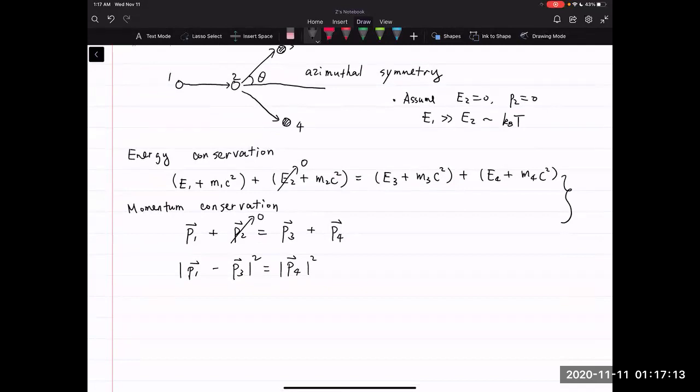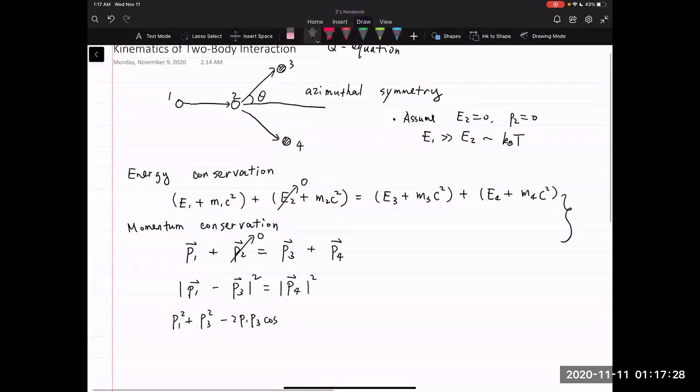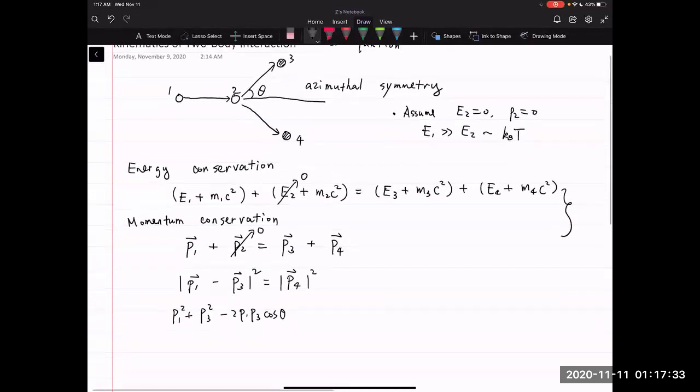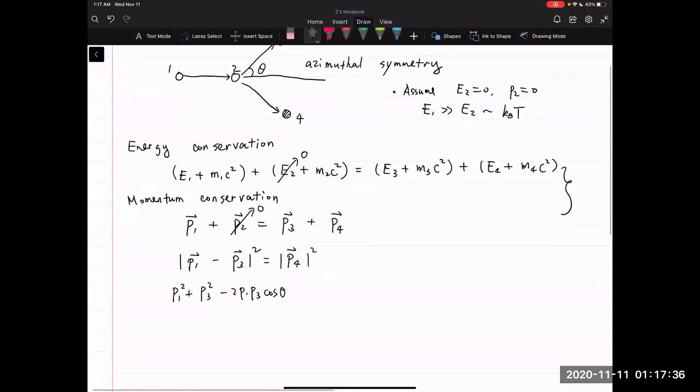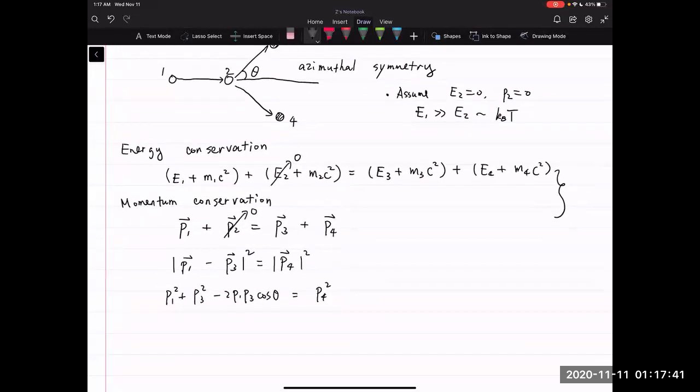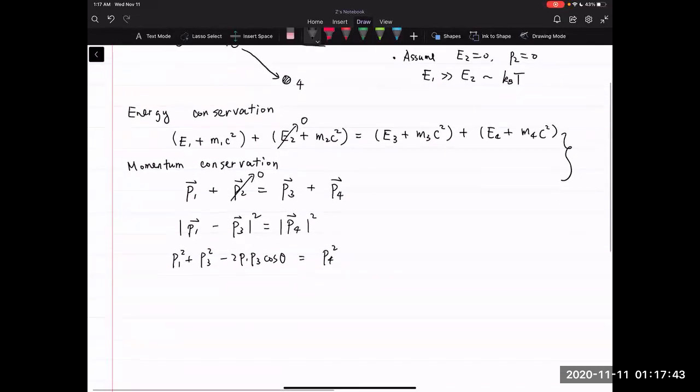The first term, P1 minus P3 squared, will be equal to P1 squared plus P3 squared minus 2 P1 P3 cosine of the angle between P1 and P3, and that is exactly that angle theta. So this would be equal to P4 squared. So now what to do next?